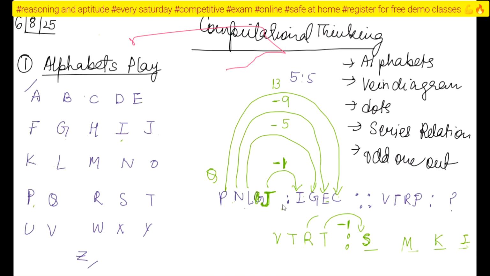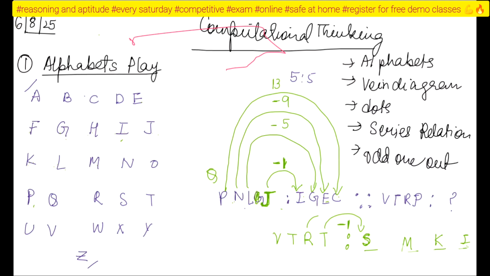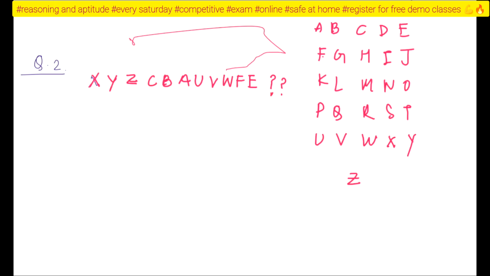I, J, K. Okay, let's move ahead. Let's take one more question like this way. Now see question number 2. We have given an alphabet series. Suppose I select this. They are given this series of alphabets and they are asking about the last two digits. So I have written like this way in my 5:5 ratios. So find out these values.